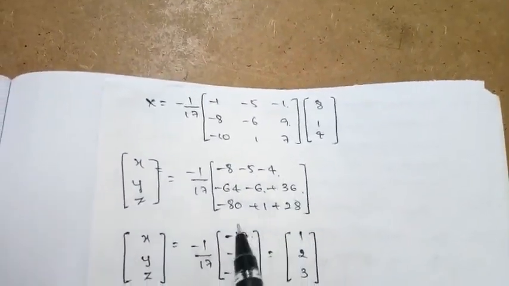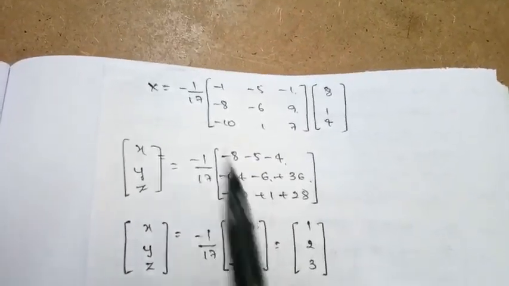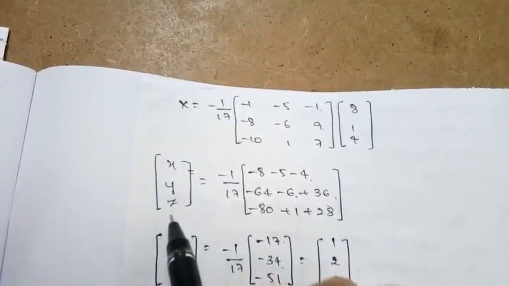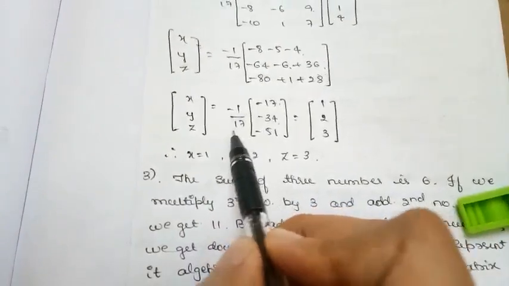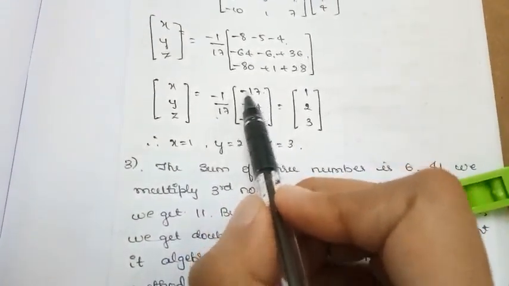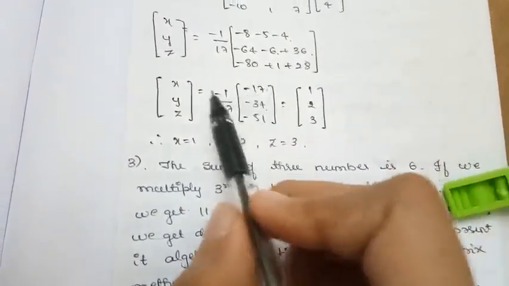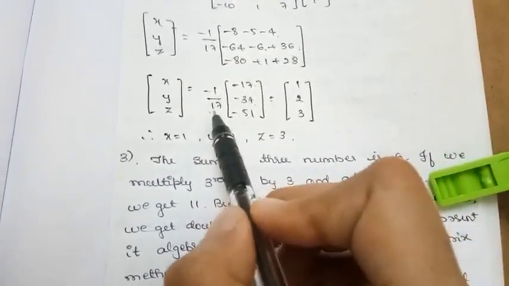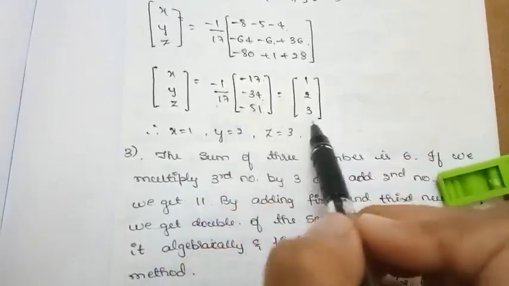Now you solve this, and you get minus 17, minus 34, minus 51. In the LHS we had matrix X, which is X, Y, Z. So X, Y, Z is equal to minus 1 by 17 times minus 17, minus 34, minus 51. I am taking the minus 1 by 17 inside. It becomes minus of minus 17 divided by 17; the minuses cancel, and 17 by 17 is 1. Minus of minus 34 by 17 is 2. Minus of minus 51 divided by 17 is 3.